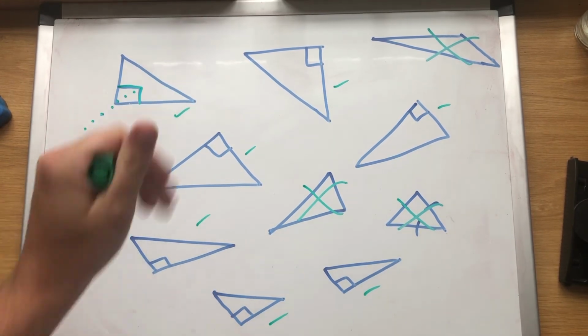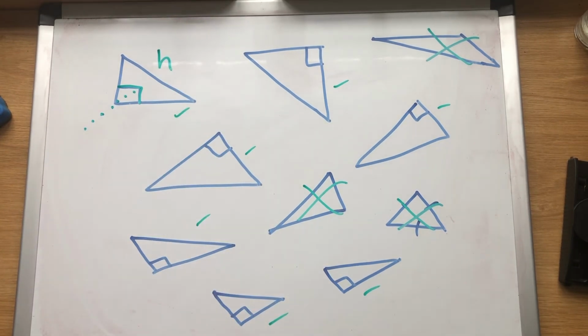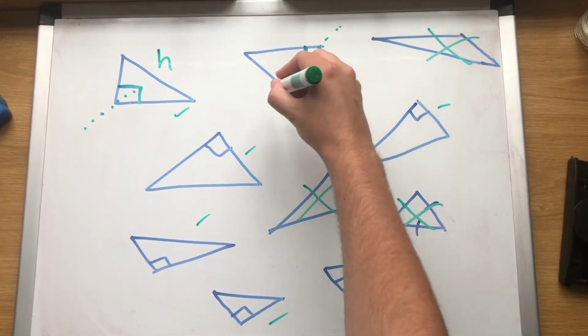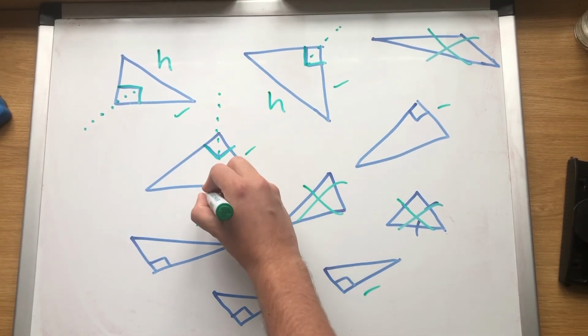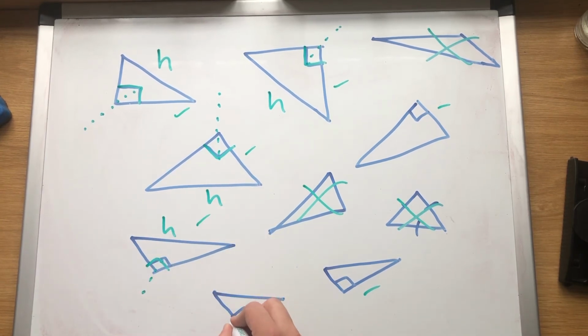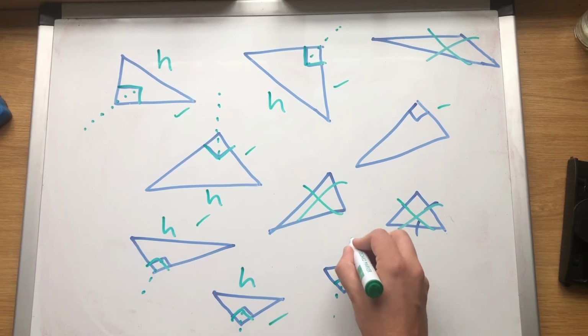So what I like to do is I like to use my square as an arrow. And my arrow will always point towards the hypotenuse. And I'm just going to do a little h, because hypotenuse is a really long word. H, much easier to write. So my right angle is always an arrow pointing towards my hypotenuse.